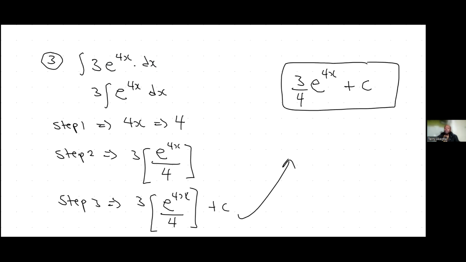Basically you can see it's the same thing. You just differentiate the power, you divide the original question by it, and you add c. Let me pick one more for this video. Let's assume we have a quadratic function here: exponential x squared plus 2 in respect to dx. So we're told to integrate exponential x squared plus 2 in respect to dx.